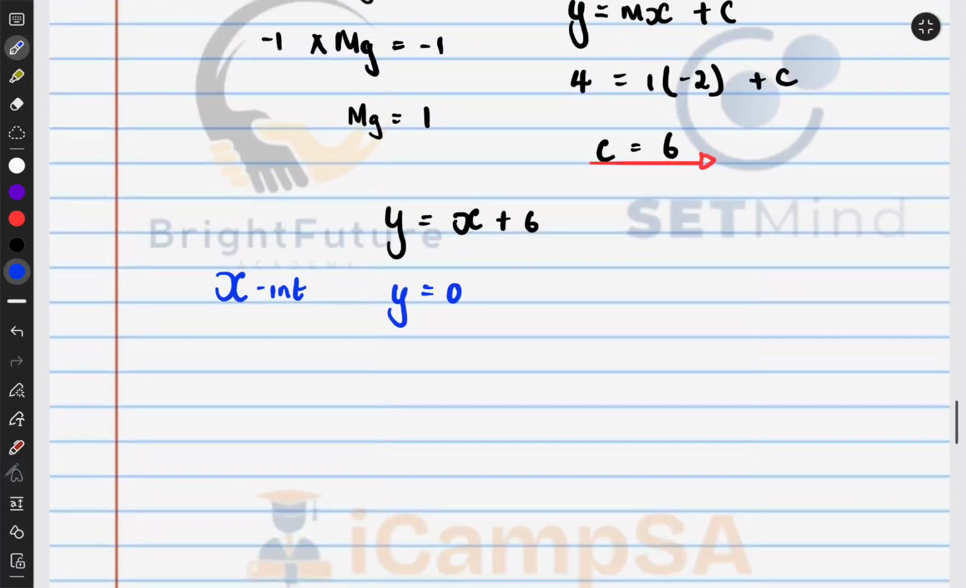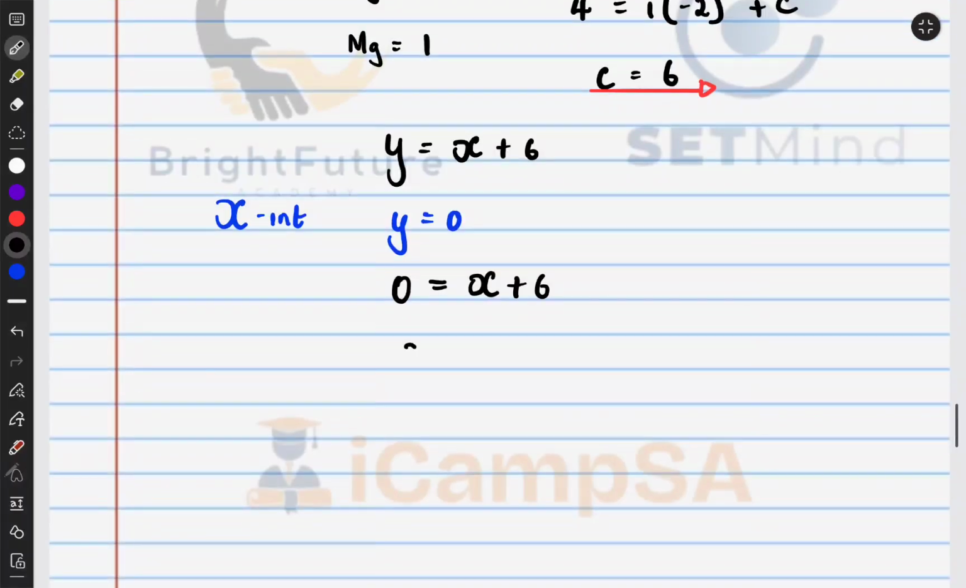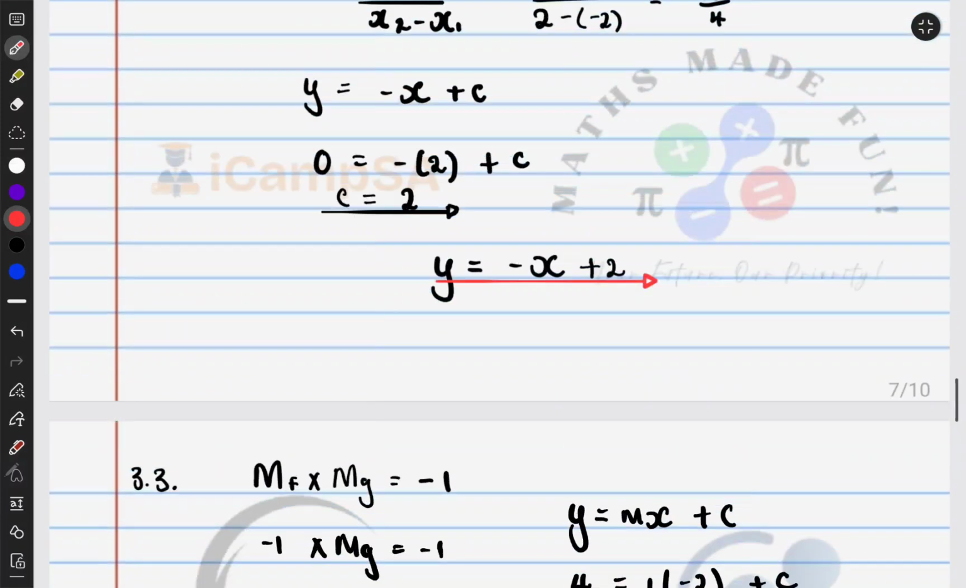And then for the x-intercept that we are looking for, y is equal to 0. We need to equate y to 0. So the x-intercept we have is going to be 0 is equal to x plus 6. Therefore, the x-intercept is x is equal to -6. That will be the x-intercept.